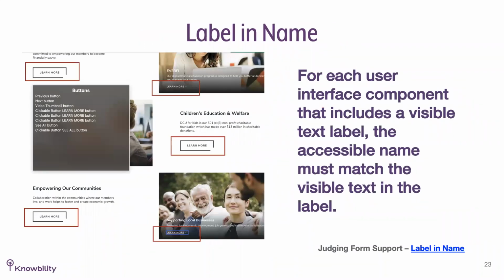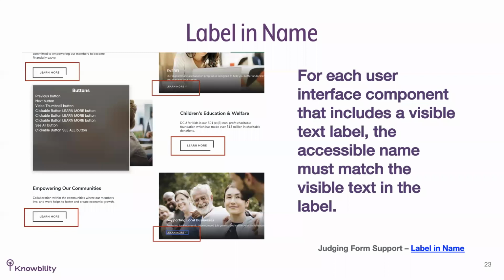And then we have one called label and name. This is a newer one. This has been added to the judging form this year. And it says that each user interface that includes a visible text label, the accessible name must match it. And you're like, what do you mean, the accessible name or the label?